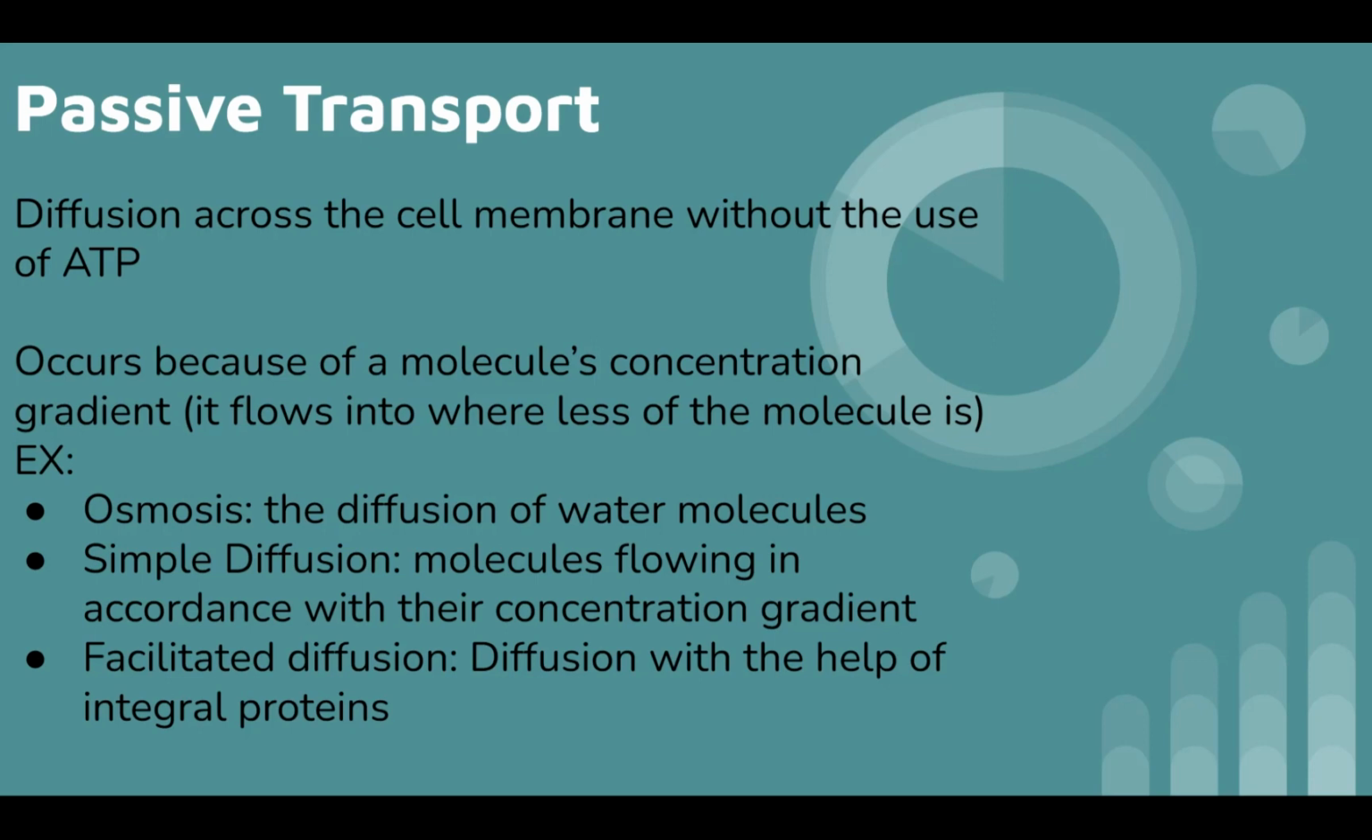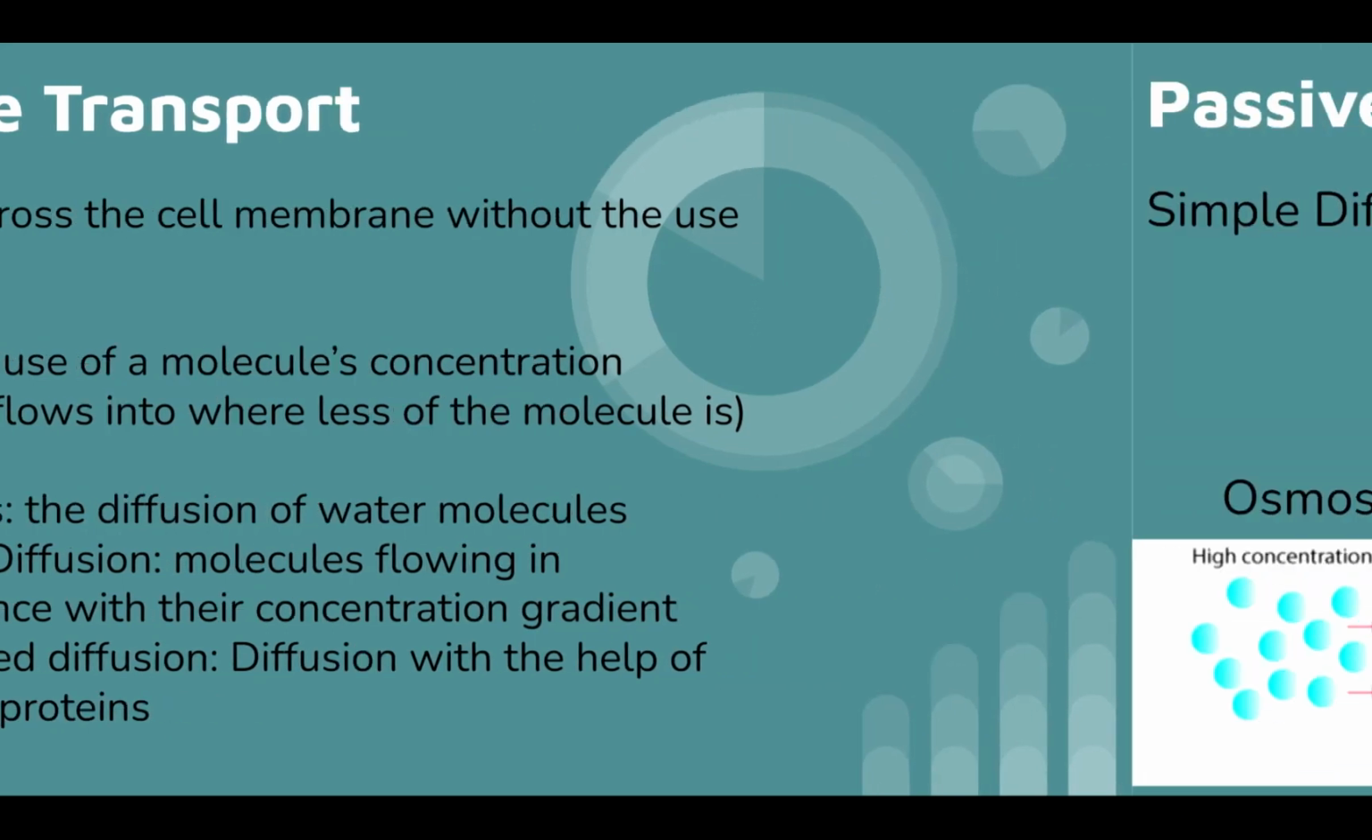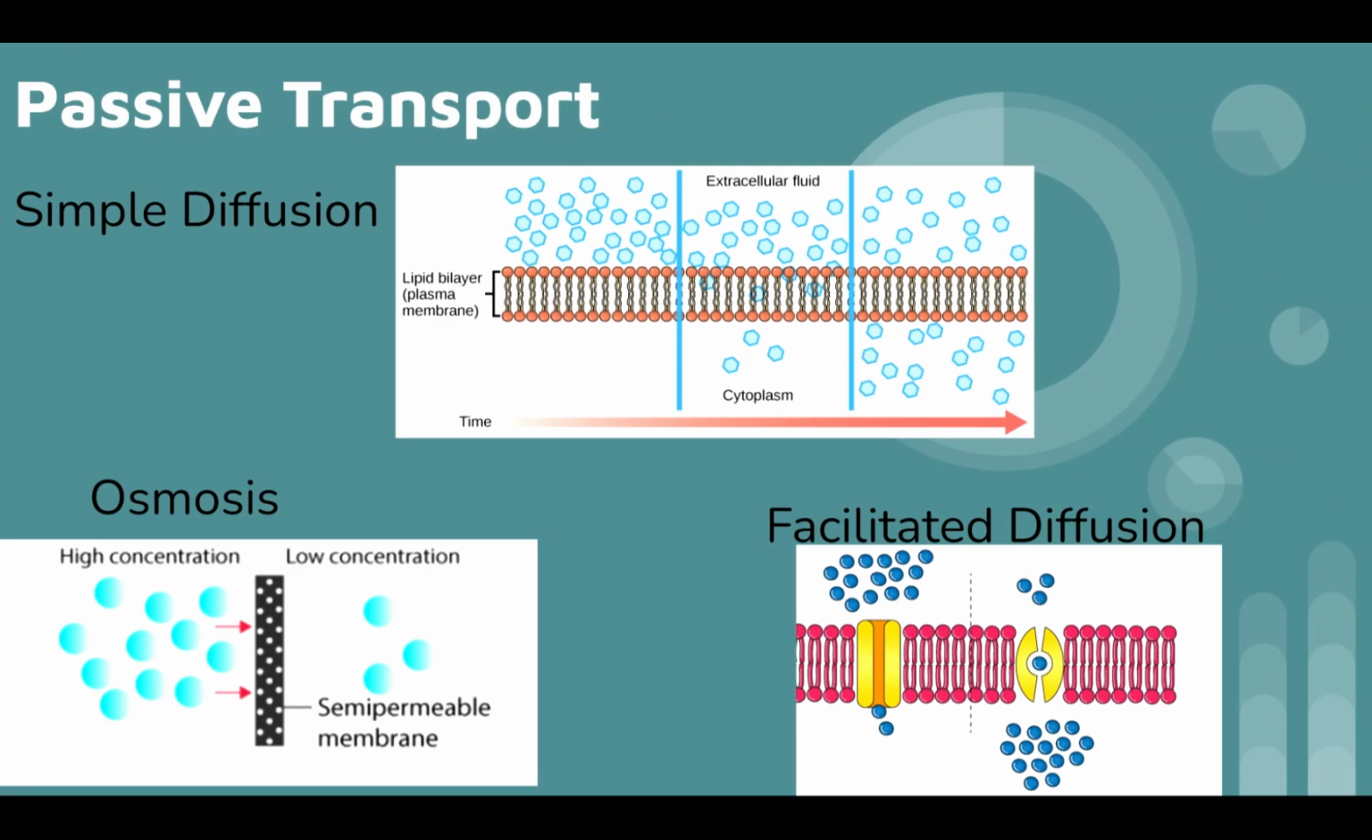An example of this would be osmosis, which is the diffusion of water molecules. Simple diffusion, which is molecules flowing in accordance with their concentration gradient, and also facilitated diffusion, which is diffusion with the help of integral proteins. And here we can see diagrams of the three. Again, mental pictures are easier to remember. We can see that in osmosis we have the semi-permeable membrane, and for all of passive transport, we see the molecules going from high concentration to low concentration.